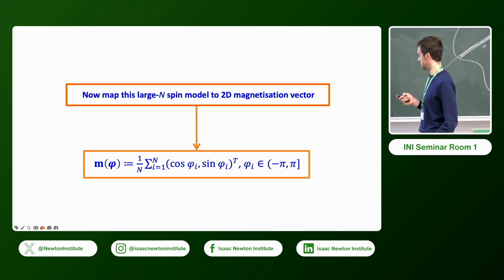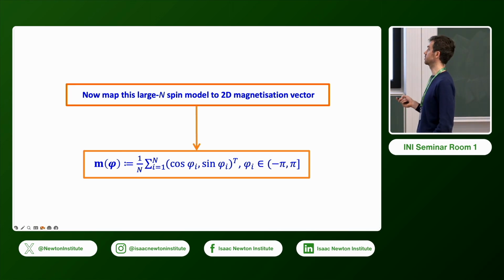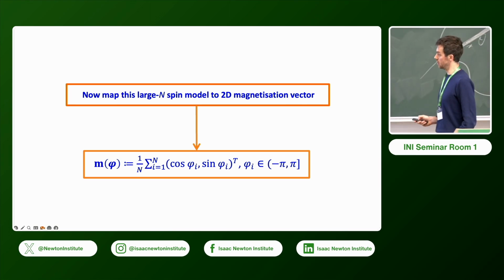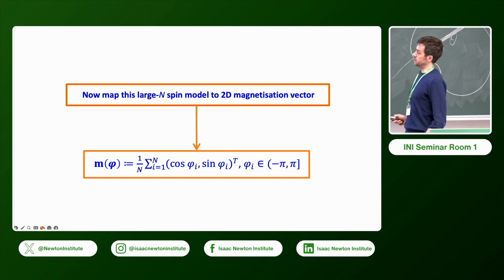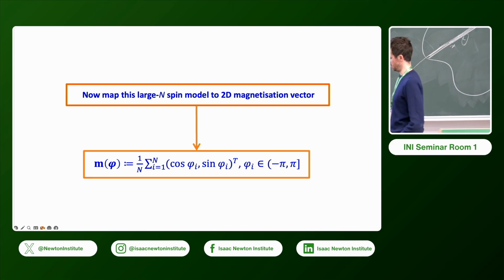So we're going to map this. Before, we mapped that Ising model to a one-dimensional magnetization function. We're now going to map this large N spin model to a 2D magnetization vector. So rather than being the sum over the spins, the mean value of the spins, we've now got a sum over the local spin vectors. This is the x component of the spin vector, and this is the y component. It's just the cos of the angles.